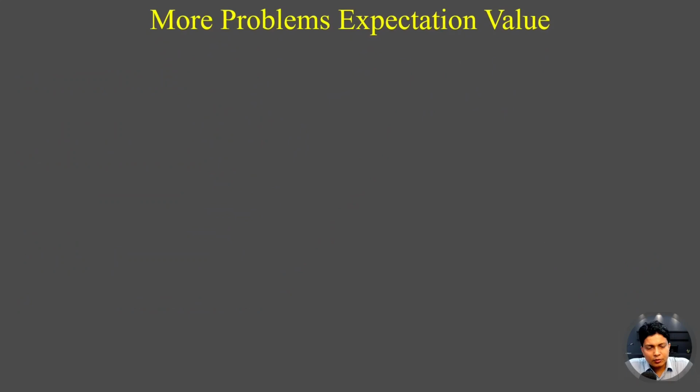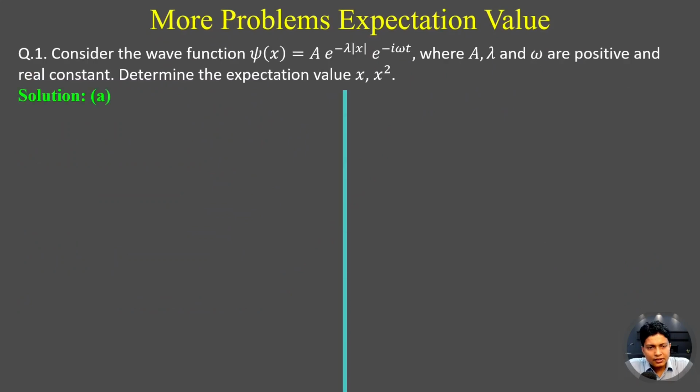The first problem is: consider the wave function psi(x) equal to A e to the power minus lambda times mod x, e to the power minus i omega t, where A, lambda and omega are positive constants, and determine the expectation value of x and x square. So the normalization condition: integral from minus infinity to plus infinity psi star(x) psi(x) dx equal to 1.